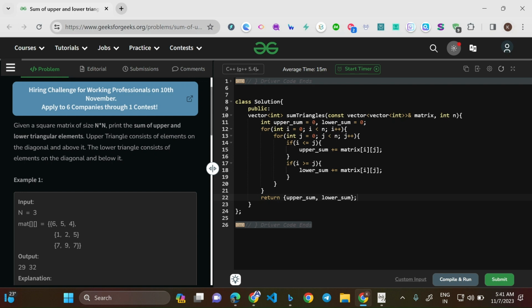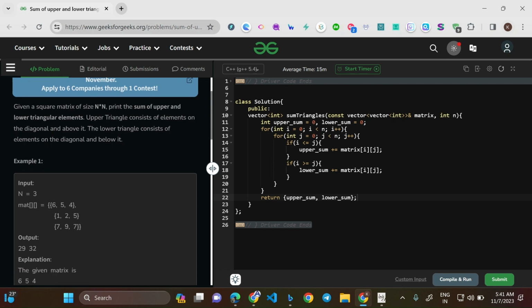So you people might be thinking diagonal is only counted once, but that's not the case. Upper triangle consists of elements on the diagonal as well as above it. Similar is the case with lower triangle, which consists of elements on the diagonal and below it. So what can we infer from this? That diagonal elements are being considered in both the upper triangle and the lower triangle.